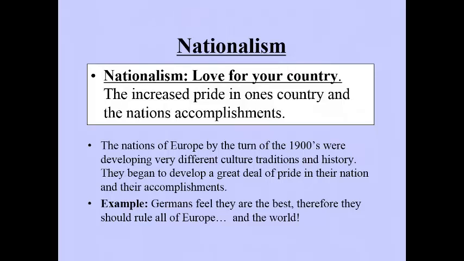This idea of nationalism. Now, nationalism is love for your country. The increased pride in one's country and the nation's accomplishments. Now, again, on its own, this can be a good thing. Lots of people are proud of the country they live in, and that's perfectly fine. However, where we get into problems is this idea of unquestioned nationalism, being proud of your country no matter what.